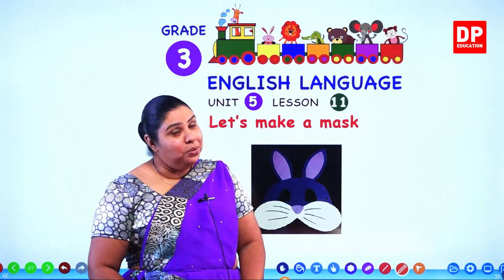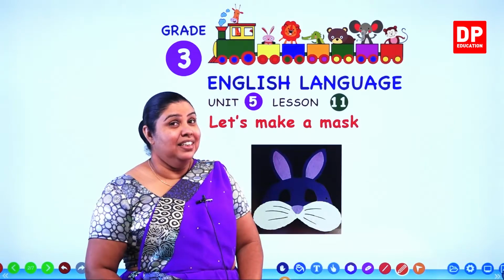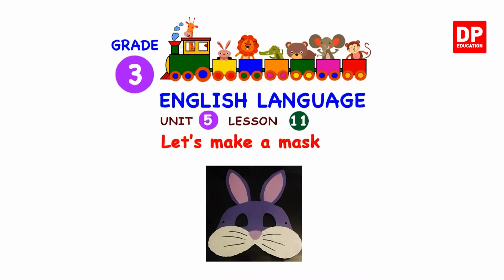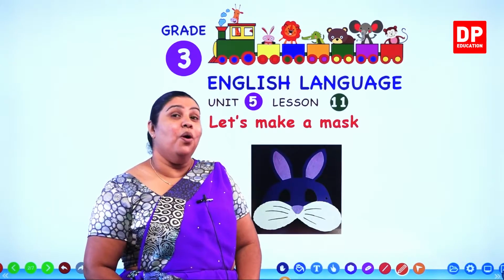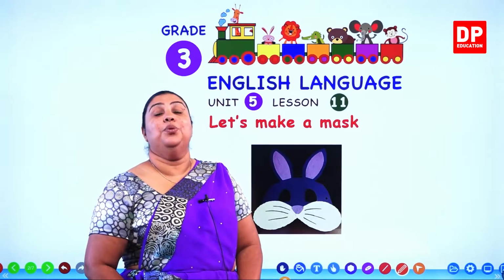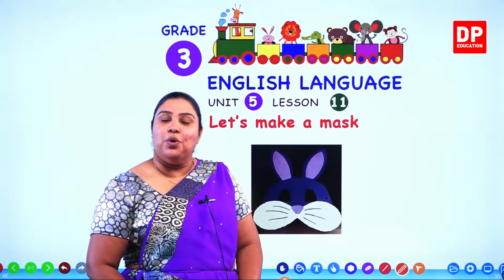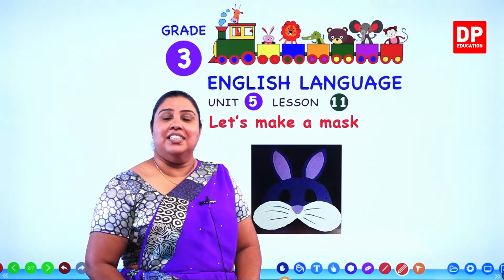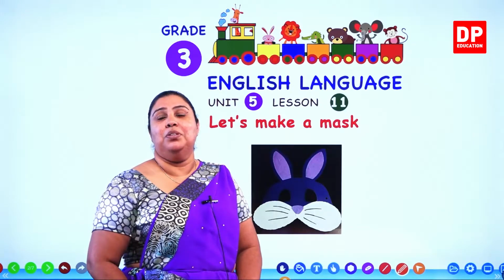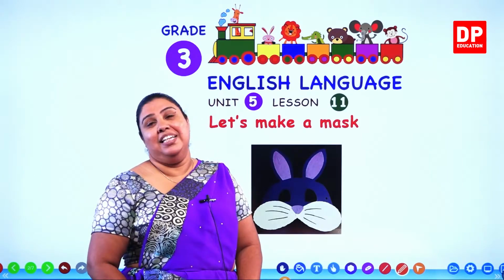Right. So now today our lesson is lesson number 11. 11 වෙනි පාඩම. Lesson number 11. We have come a long way. We started our unit number 5. Animal friends. It was all about animal friends. We have been talking about animals from our first lesson.